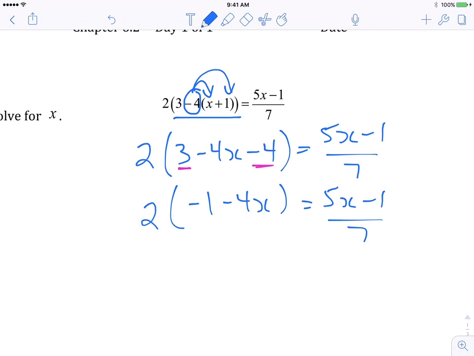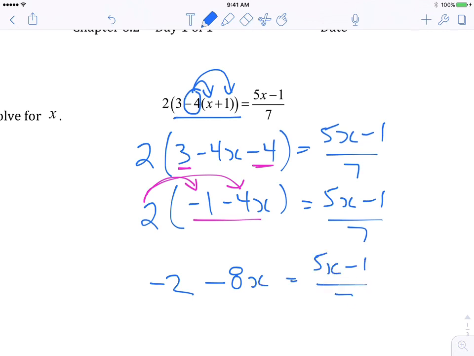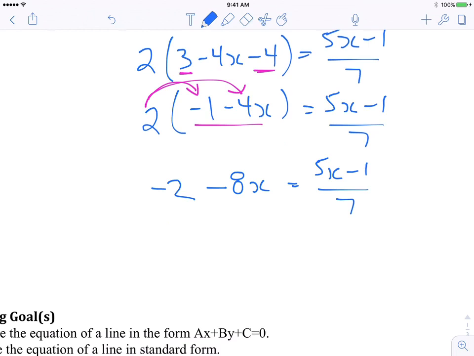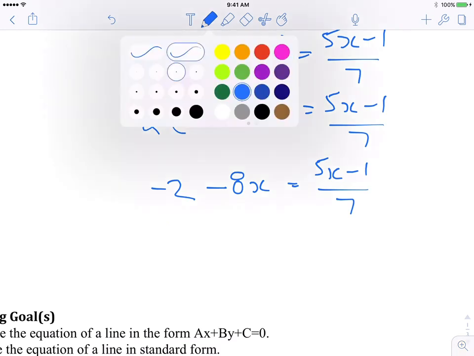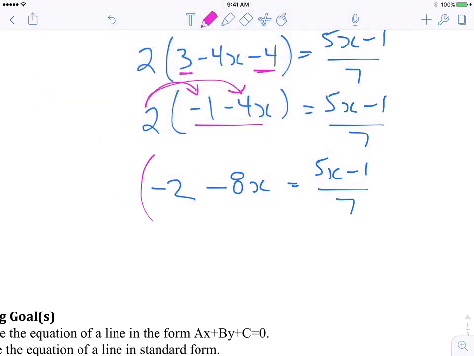Now we can distribute the 2 because we can no longer do anything in the brackets. 2 times negative 1 is negative 2, and 2 times negative 4x is negative 8x. That equals (5x minus 1) over 7. Now we want to multiply everything by 7. Each term is multiplied by 7 so we can eliminate that denominator.